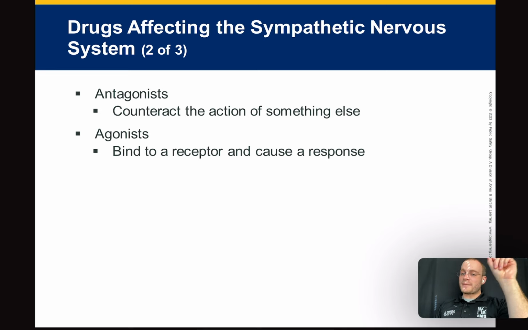An agonist will bind to a receptor and cause a response. What's an example of an agonist? A beta 2 agonist, like albuterol.